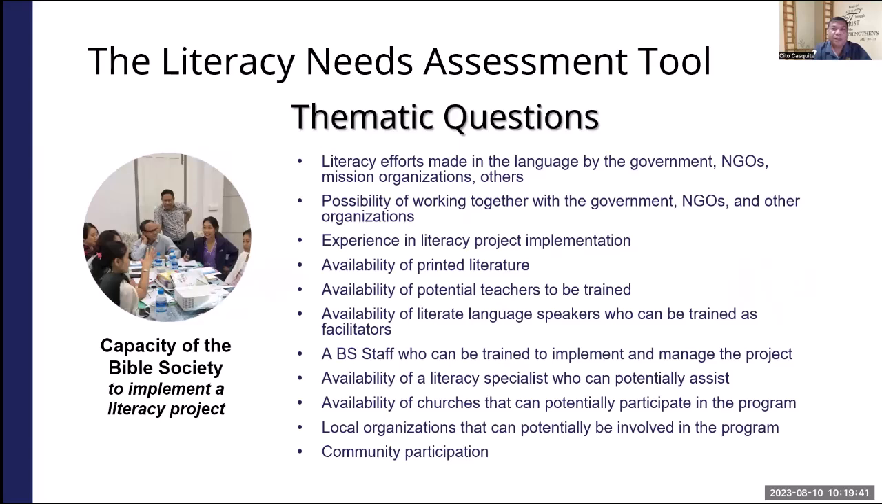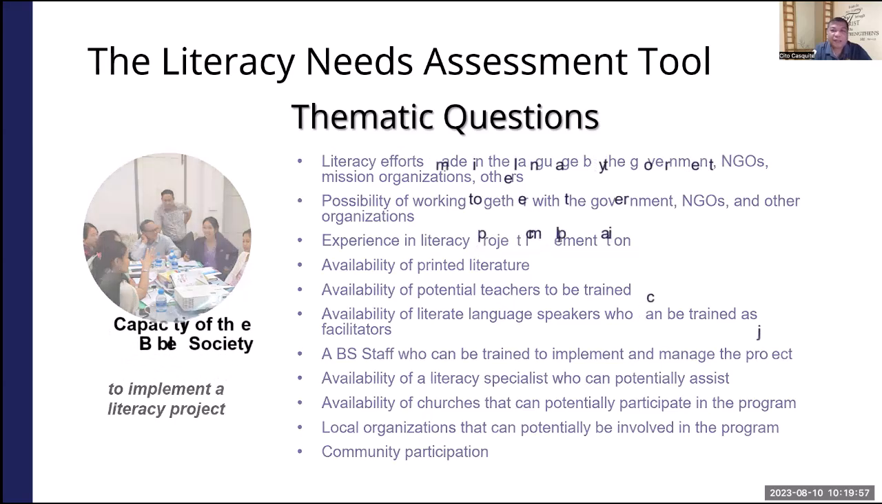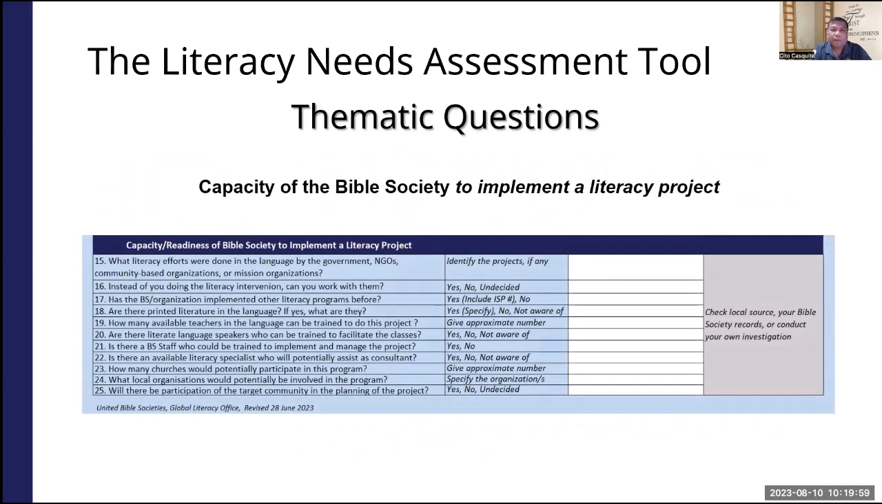If you know, Bible societies don't really have a pool of literacy specialists yet. There's only about three of us in UBS who assist around 40 projects globally, 11 of which are in Asia Pacific. And so we asked about the presence of a literacy specialist to help in our projects in Bible societies. And some of you from SIL have been helping us in this capacity.